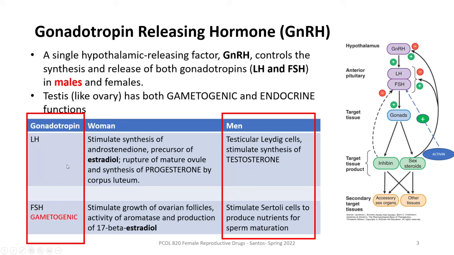And we see highlighted here, in men, what the effects of those hormones are. LH is responsible for stimulating the testicular Leydig cells to synthesize testosterone. And FSH has the gametogenic function, which is to stimulate the Sertoli cells to produce nutrients for sperm maturation.